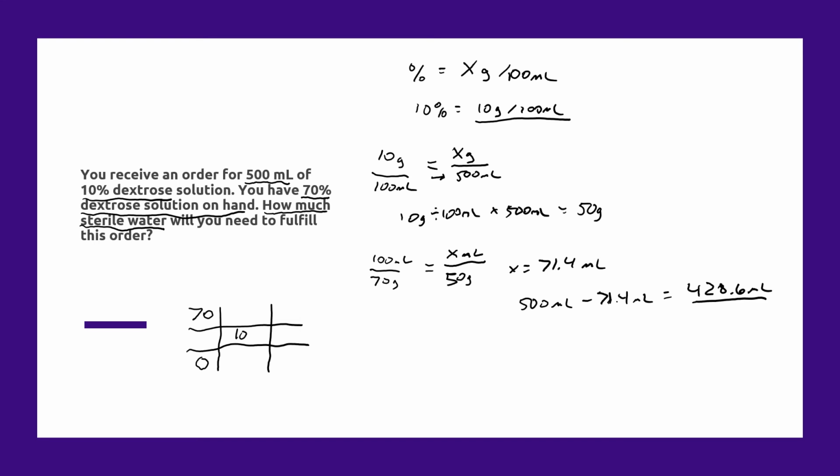And now what we do is we take this 70, we subtract 10, and we put the answer in the bottom right. And for the upper right, we take the middle, subtract the bottom left, and we put that answer up here. So that's going to be 10. And this tells us that we're going to have 10 parts of 70% solution for every 60 parts of 0% solution. So if we total that up, we're going to have 70 parts total in this ratio. 10 of those is going to be 70%, 60 of those is going to be 0% or sterile water.